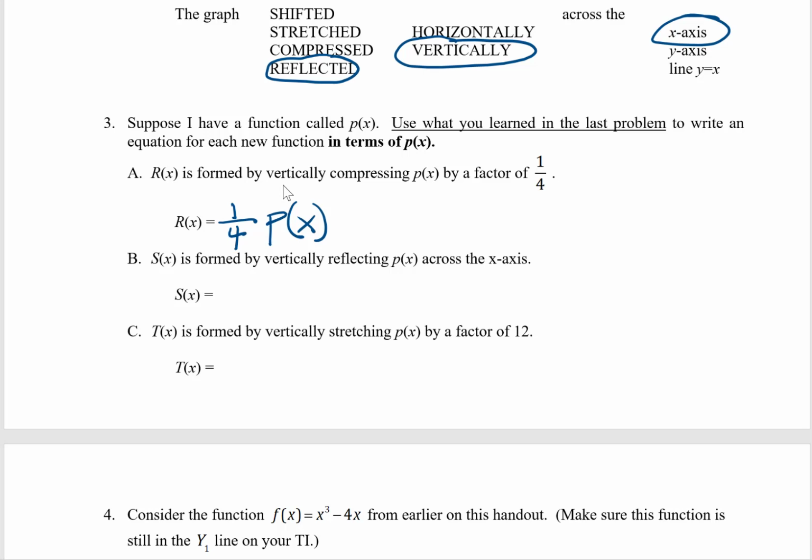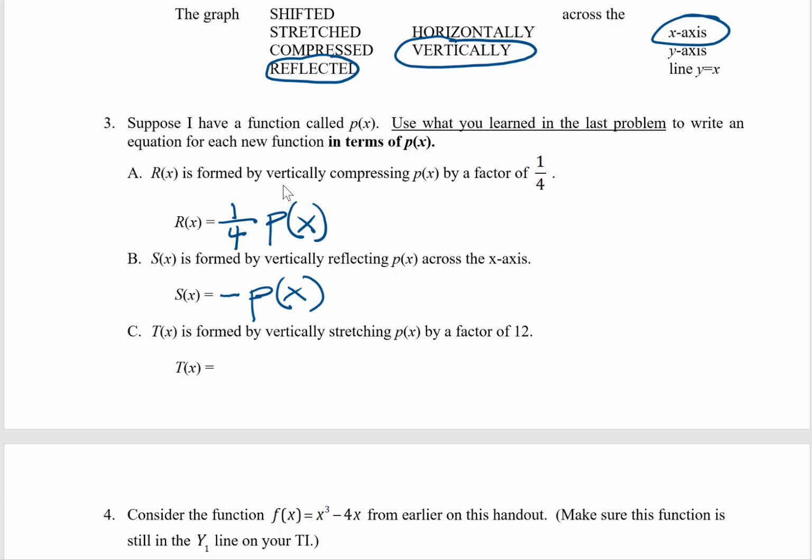Letter B, s of x is formed by vertically reflecting p of x across the x-axis. That was the third example we did in number 2. That was the one that happened when we made the original function negative on the outside. So if you did the negative of p of x, you'd get that vertical reflection.